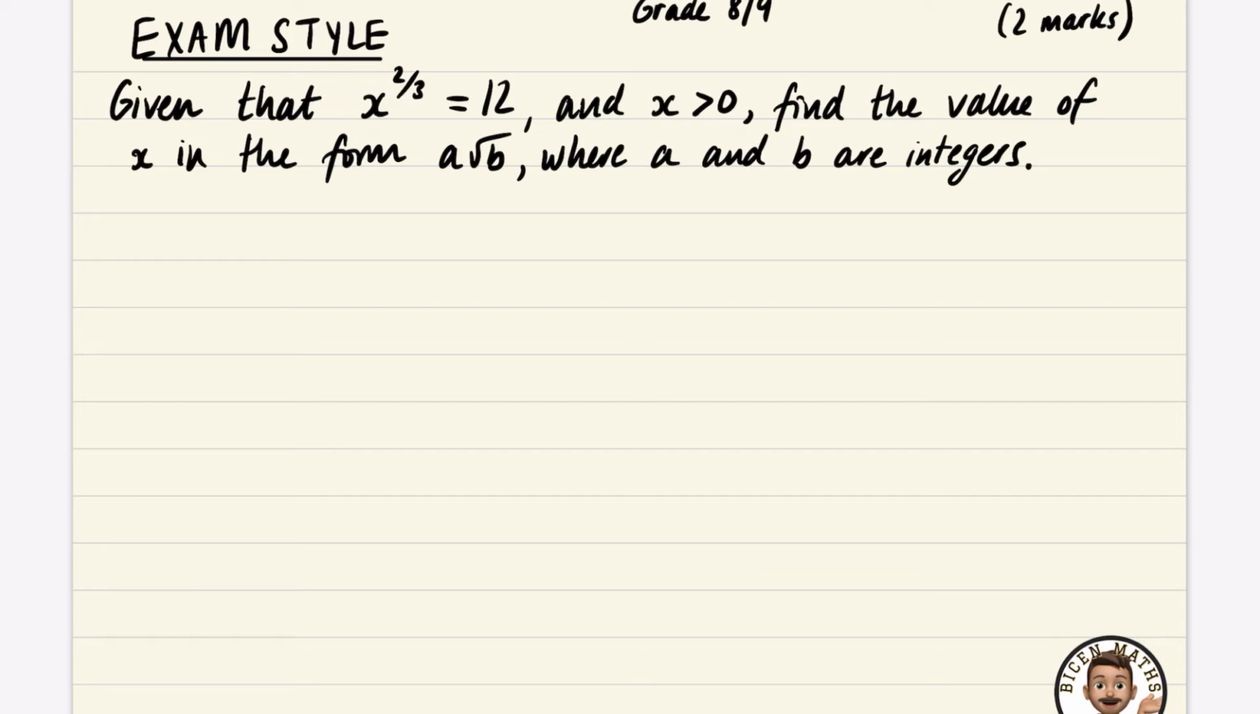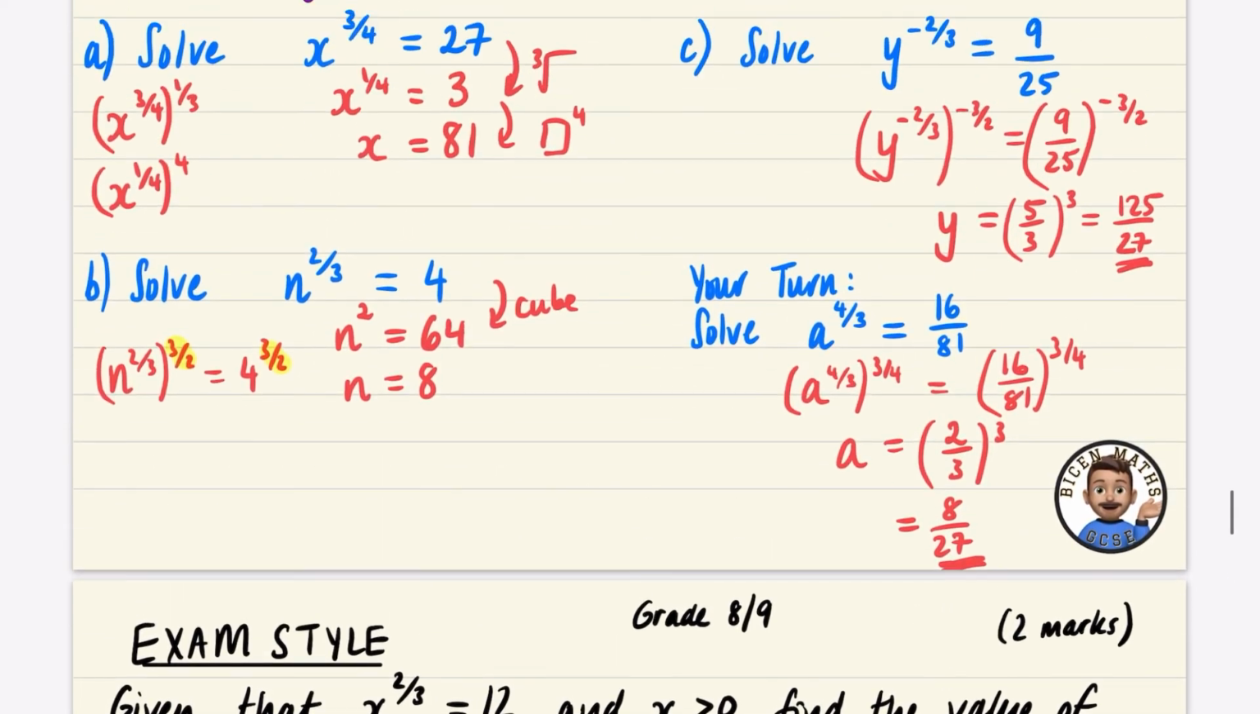It says here, given that x to the power of 2/3 equals 12, and x is greater than 0, find the value of x in the form a root b, where a and b are integers. Oh, that's probably reminded me of something. When we were doing the square rooting that we had here, I've missed some solutions. We should also have said that x could be plus or minus when we did the square rooting, okay?